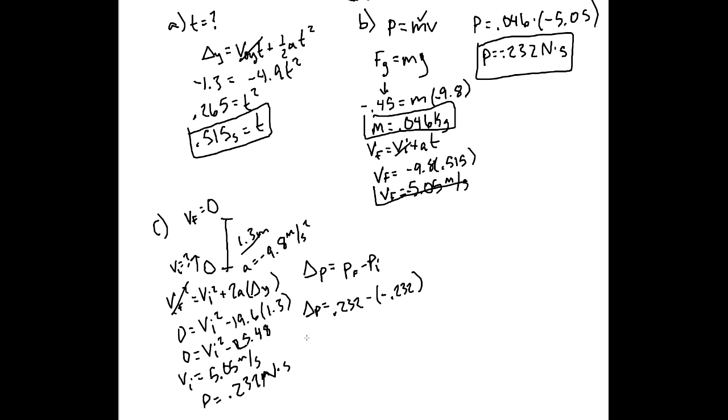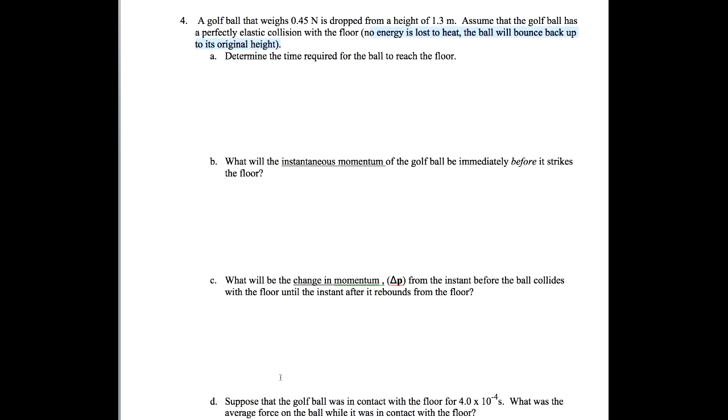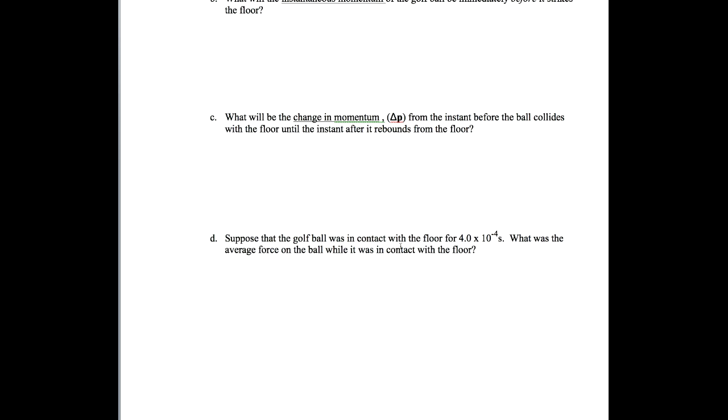So my change in momentum is positive 0.464 Newton seconds. A negative minus a negative makes it positive. So that would be your answer for part C. Now, the last part, part D, asks us about the force. It says, suppose that the golf ball was in contact with the floor for 4.0 times 10 to the minus 4 seconds. What was the average force on the ball while it was in contact with the floor?